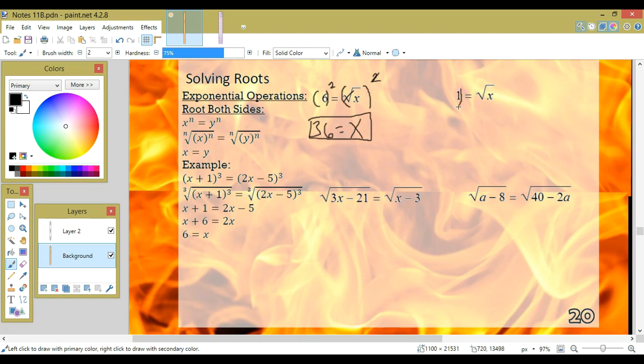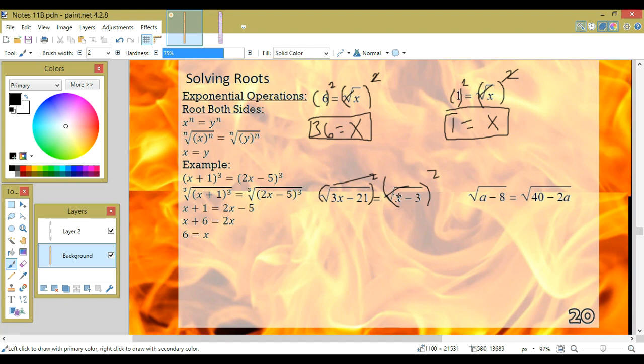Let's do the same thing with this one. Raise up to the second power so we could get rid of the square root. So we get 1 equals x. If we had a cube root instead of a square root, we would raise each of these to third power.